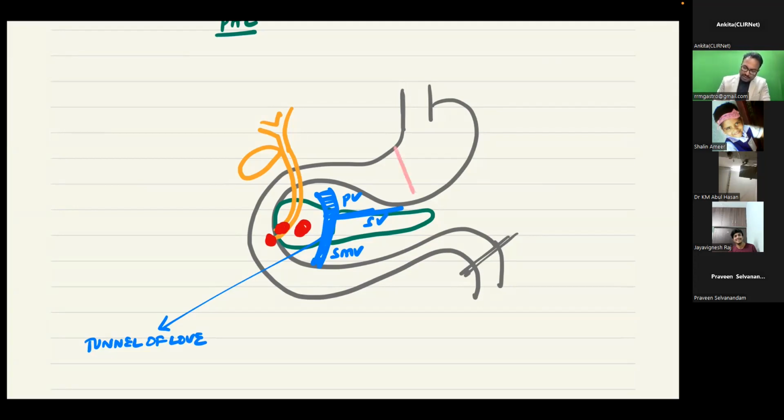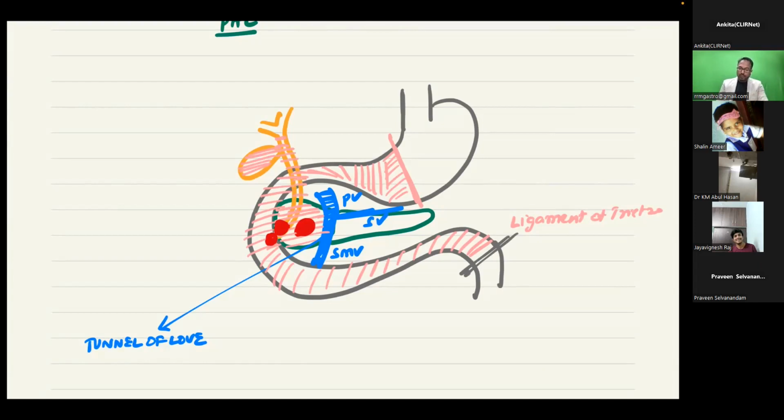What are all structures removed in Whipple's? I will cut the stomach here. Distal gastrectomy. Entire duodenum. I will remove the entire duodenum up to D1, D2, D3, D4, up to the ligament of Treitz. I should cut and remove the entire duodenum. In pancreas, up to where I will cut? Up to the tunnel of love. That is why we call that. We call it as tunnel of love because we love that the cancer should not infiltrate into the tunnel of love, so that I can easily remove the head of pancreas. Okay, and I should remove the bile duct, gallbladder and the bile duct will be removed.